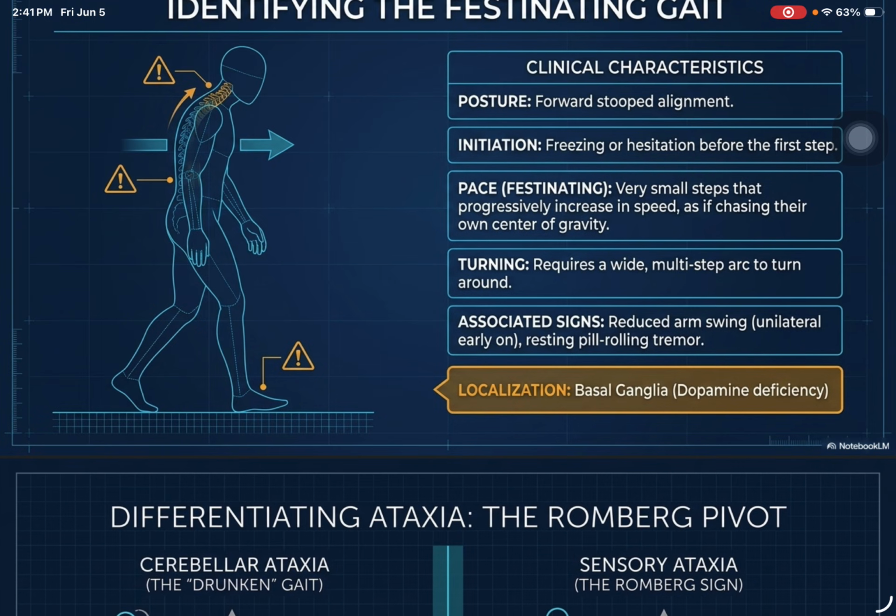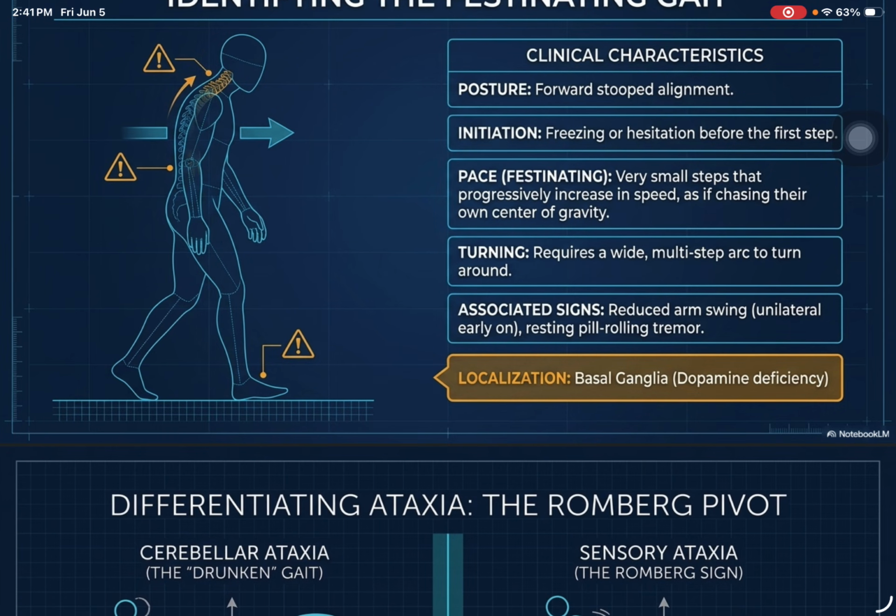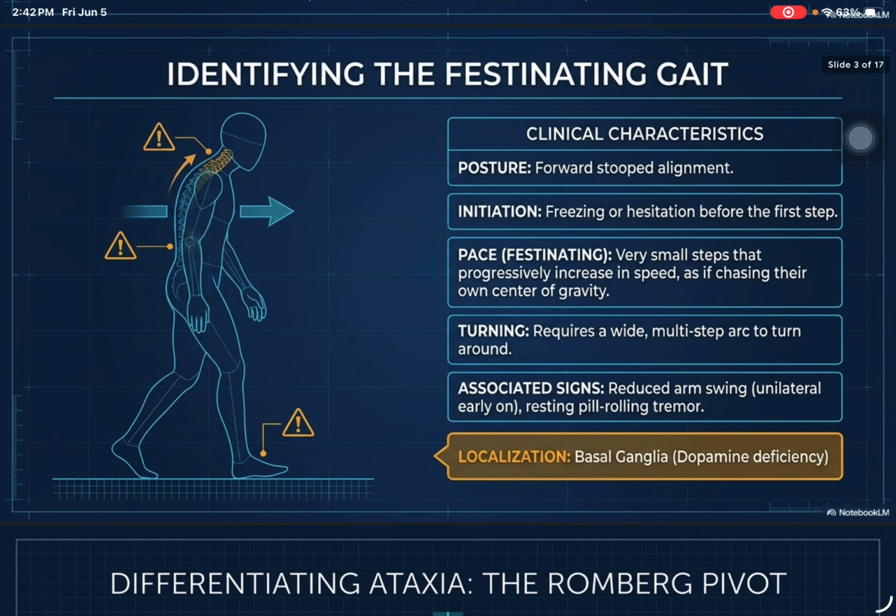There is also associated reduced arm swing, and pill-rolling tremor or resting tremor is present in case of Parkinson disease. So in gist, we found the festinating gait.